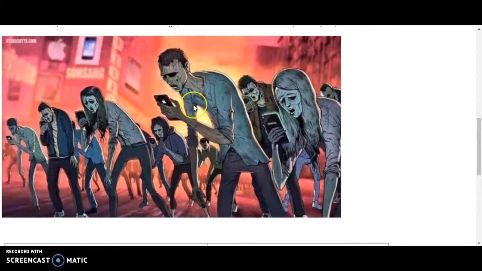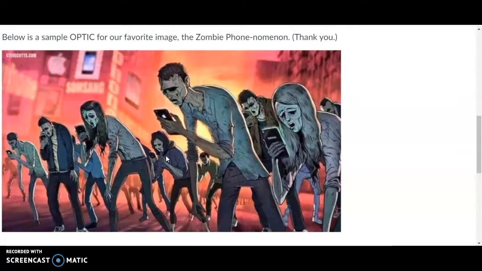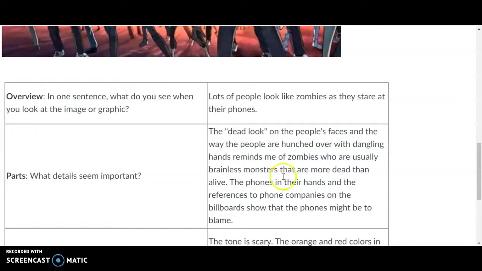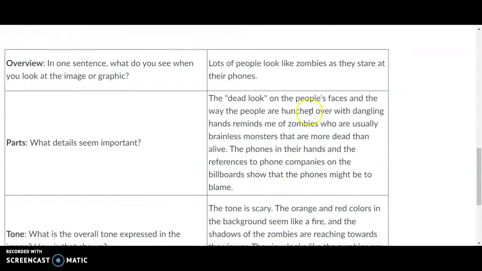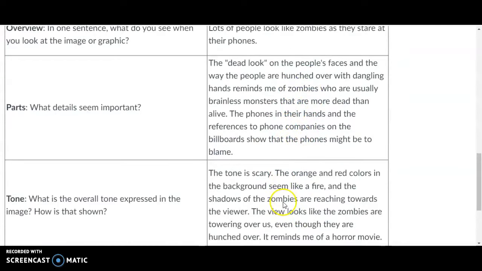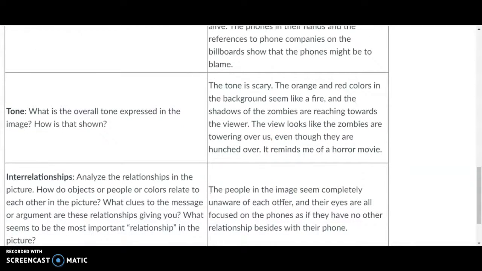The zombies look to be towering over us, meaning that they're bigger than us, and it reminds a lot of people about scary or horror movies. And again, what I'm doing here is just going over what is on the right side of the chart, the OPTIC chart.